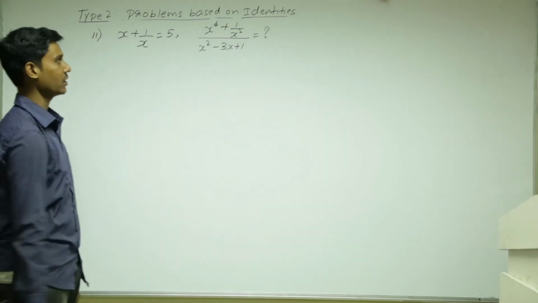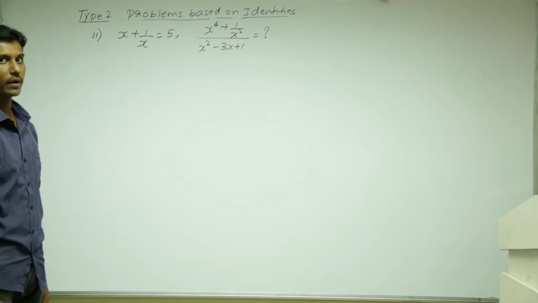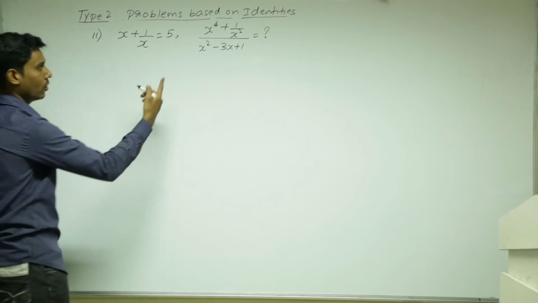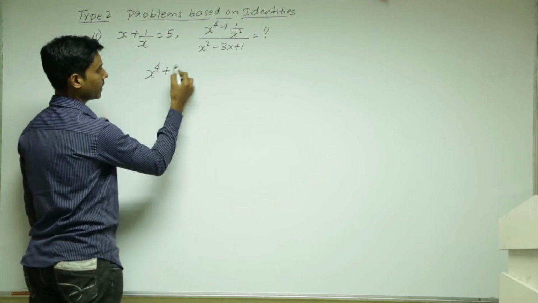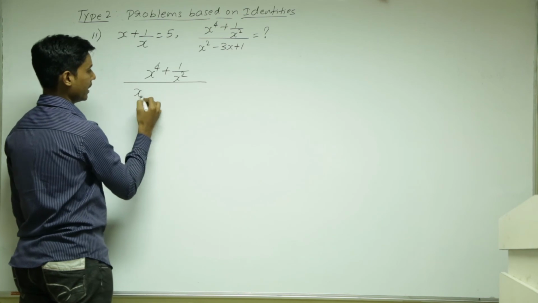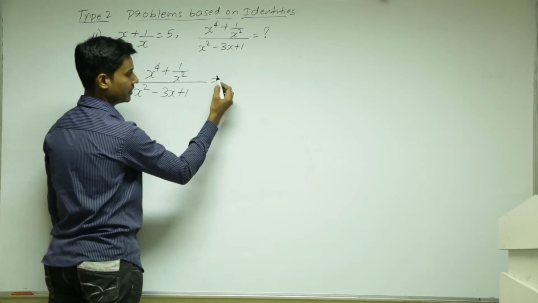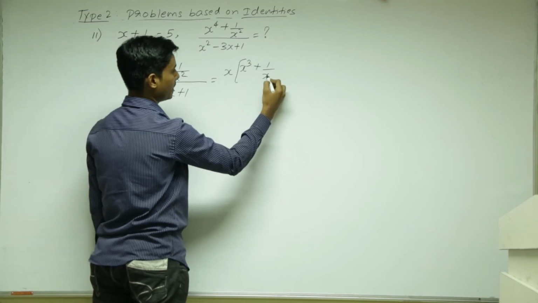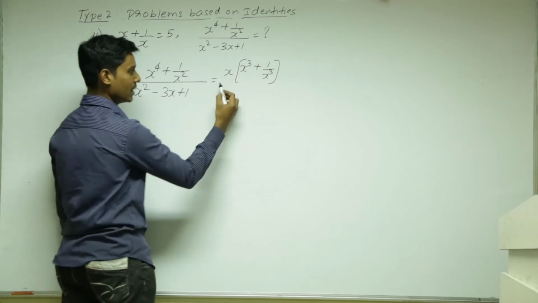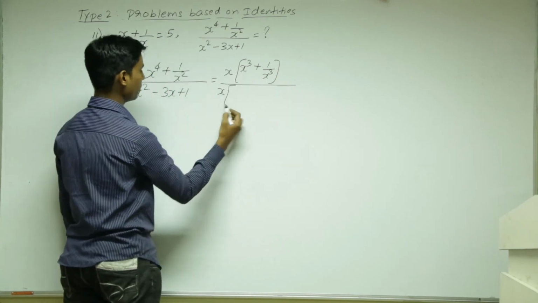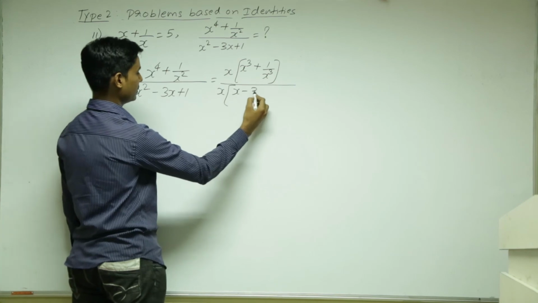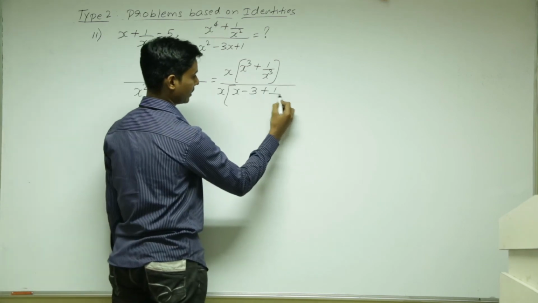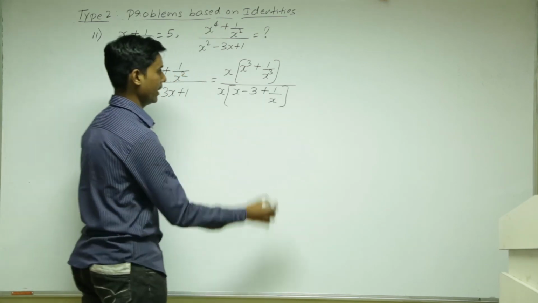So x plus 1 by x is equal to 5. We need to find the value of (x power 4 plus 1 by x square) divided by (x square minus 3x plus 1). Now see here. If I take x common factor in the numerator, this becomes x cube plus 1 by x cube. Similarly, if I take x common factor in the denominator, this becomes x minus 3 plus 1 by x. Now, x will get cancelled.